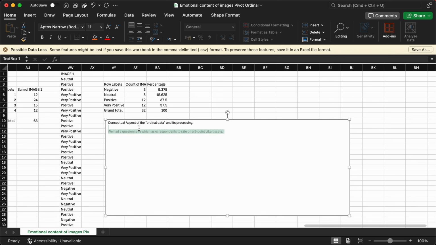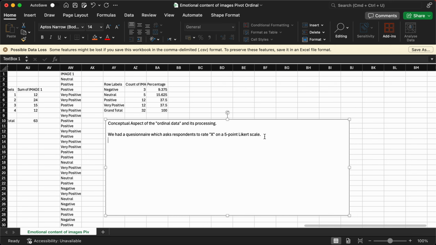I hope this is not too small for you guys, so let me increase the size. We had a questionnaire which asks respondents to rate X on a 5-point Likert scale. Okay, so what was that?